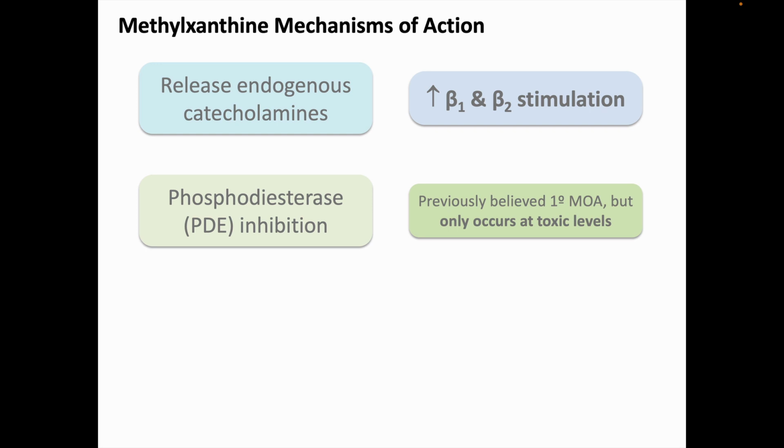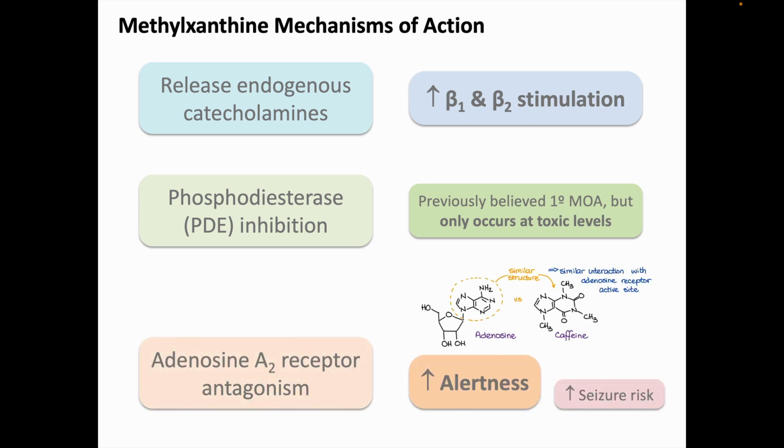And it's true that theophylline and the other methylxanthines can inhibit phosphodiesterase, but they only do so at toxic levels, so this might be a minor contributor at best. Methylxanthines are also adenosine antagonists at the A2 receptor. The adenine portion of adenosine is structurally very similar to the methylxanthines, explaining how caffeine, for example, could block adenosine receptors. And it's this action that results in CNS effects, the alertness we feel from caffeine. And when taken to an extreme, it's also responsible for an increased risk of seizures with methylxanthine toxicity.